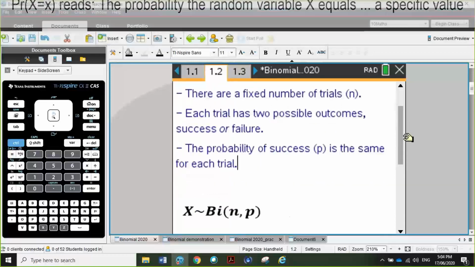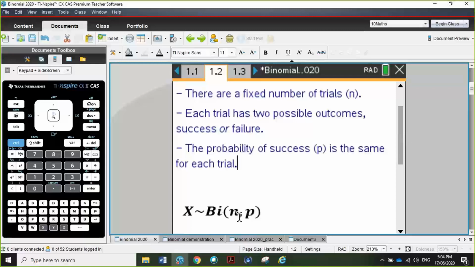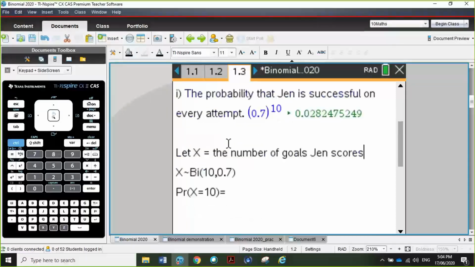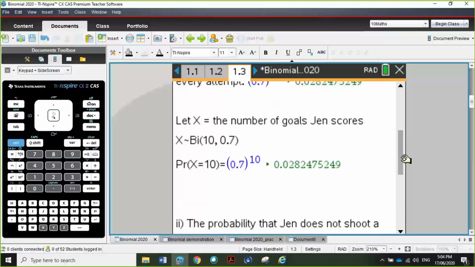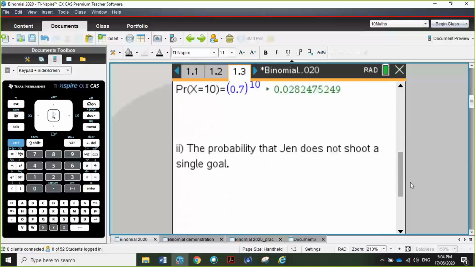We would say X is distributed binomially, and then we put the number of trials, which in our case is 10, and the probability of success, which is 0.7 for this question. The probability that X is equal to 10 is equal to, as we saw, 0.7 to the power of 10, and then we'd round our answer off. The next question is asking about the probability she doesn't shoot a single goal. She gets no goals.